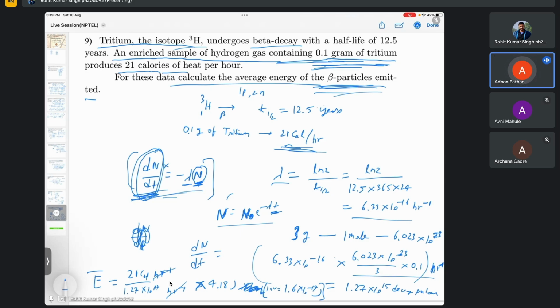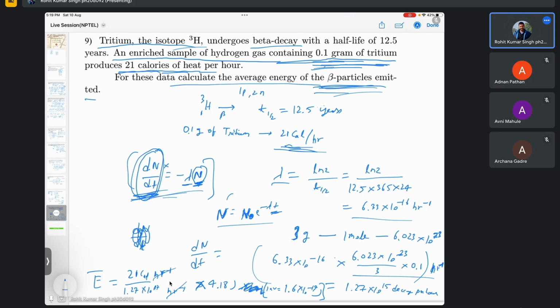So we again have to find this for the beta particles, right? This is the average energy of the beta particles. It's nowhere written that this 21 calories of heat that is being emitted is because of the tritium going into beta particles, beta decay. So the question is a little confusing.